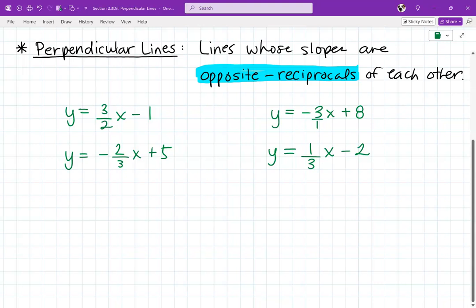So there you go. Let me show you a couple of things that we're going to have you do. So, some examples.